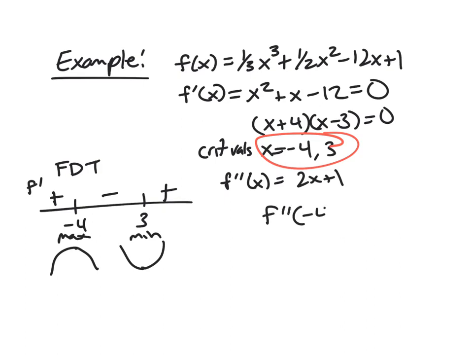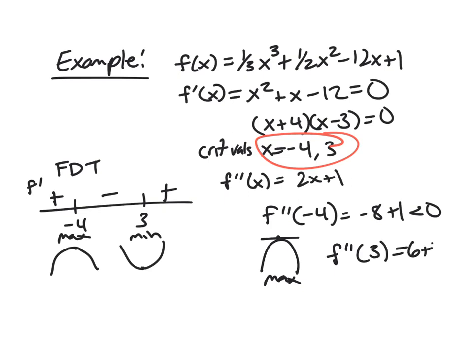So f double prime of negative 4 is negative 8 plus 1. That's less than 0. And so the second derivative test says it's less than 0, so it's facing down at negative 4, and this is our critical point. So this is exactly saying we have a max at negative 4. And then f double prime of 3 is going to be just 6 plus 1, which is greater than 0. And so there we're facing up and we're at the bottom, and so we have a min. And so these guys agree. They're just different ways of getting at the same problem.